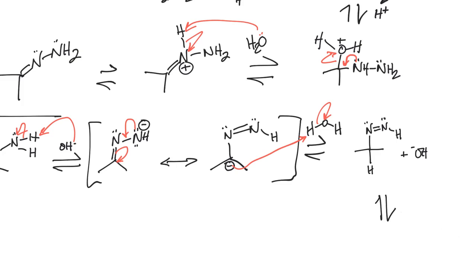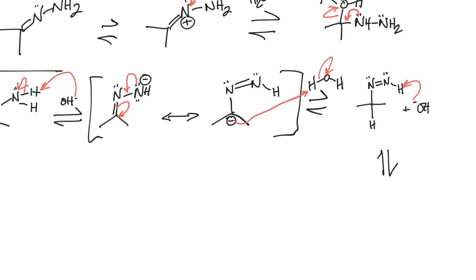We'll use the next step in the process. Let's use the hydroxide to remove the proton, and that will leave us with a potentially very good leaving group. So let's draw the result of that.